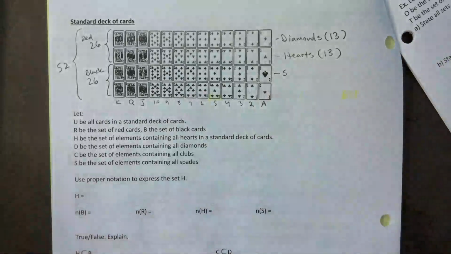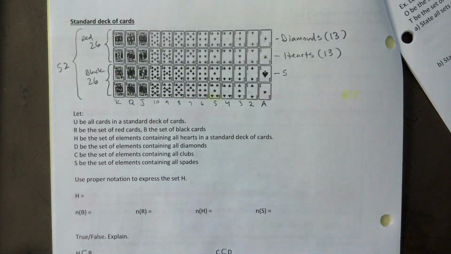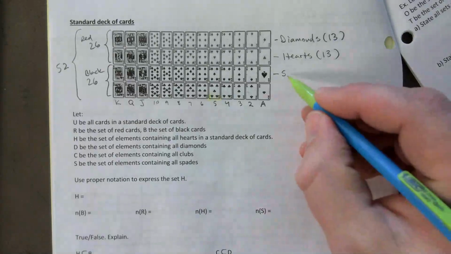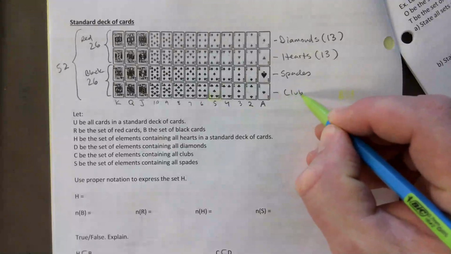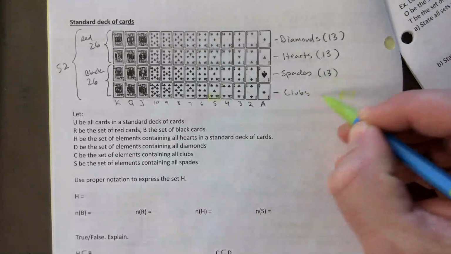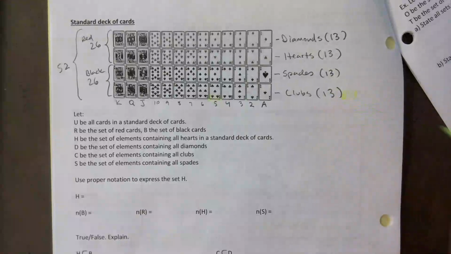I always mix spades and clubs. Is that spades or what? Any card players? Is that spades? Yeah. Okay. Any card players? Yeah. Spades and clubs. And there are 13 of each as well. And that makes up your 52.